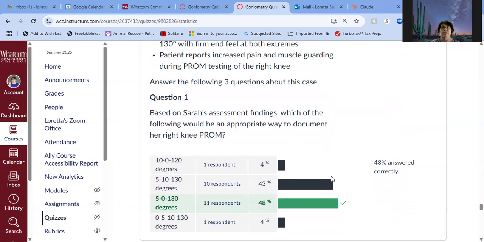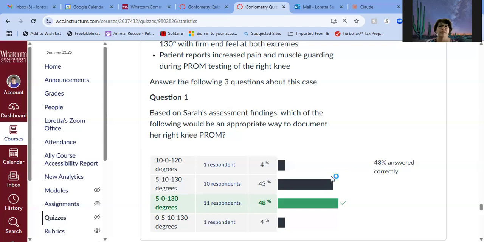The second most picked answer was 5-10-130, and you don't normally record the active and passive on the same line. That's what's wrong with this one, it records the active and passive on the same line. 5 is the lacking 5 degrees of passive extension, and 10 is lacking 10 degrees of active extension, and they wouldn't be recorded on the same line. So that's what's wrong with this one.